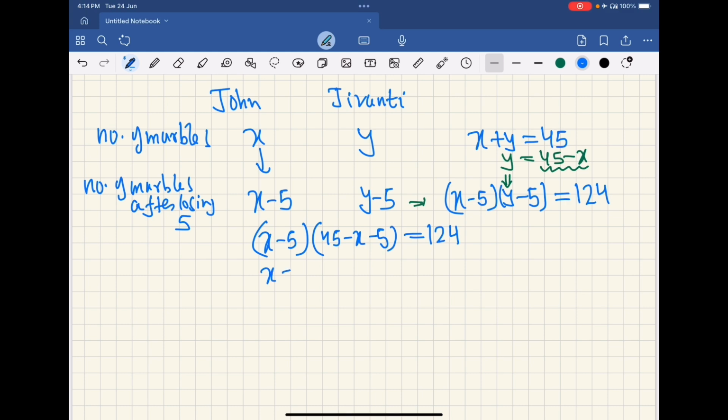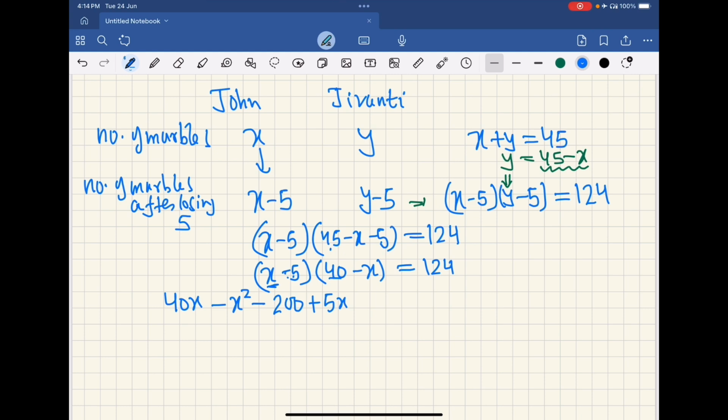Now let us simplify the brackets. So 45 minus 5 is 40 minus x, which is equal to 124. Now let us do the multiplication. X times 40, I will get 40x. X times minus x, we will get minus x square. Then minus 5 into plus 40, minus into plus is a minus, 5 into 40 is 200. Now minus 5 into minus x, so minus into minus is plus, 5 into x is 5x.